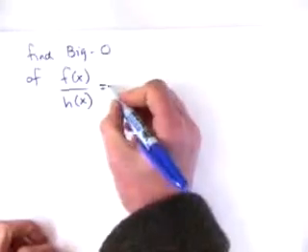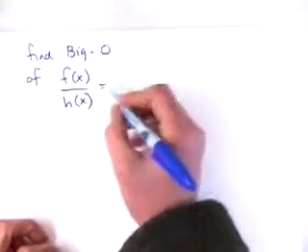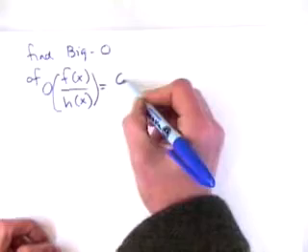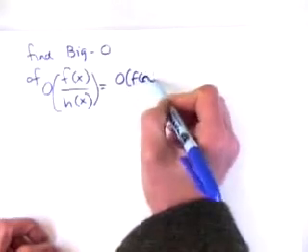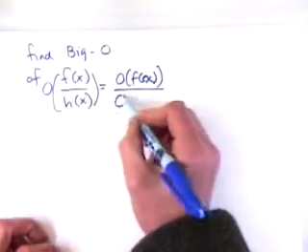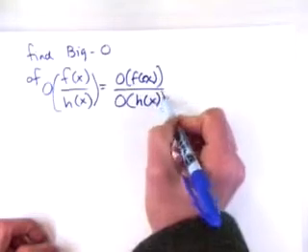Okay, if you want to prove this, if you just want to find the Big O, just use the methods that we've already used. If there are any sums, replace each term in the sum with the largest term. So I'm going to say that the Big O of this is equal to Big O of f of x over the Big O of h of x.